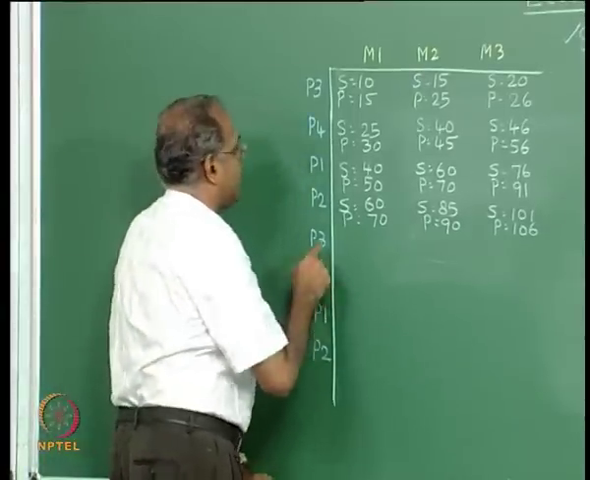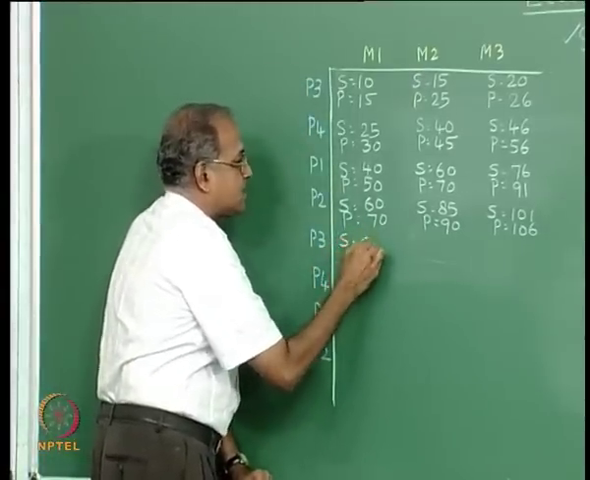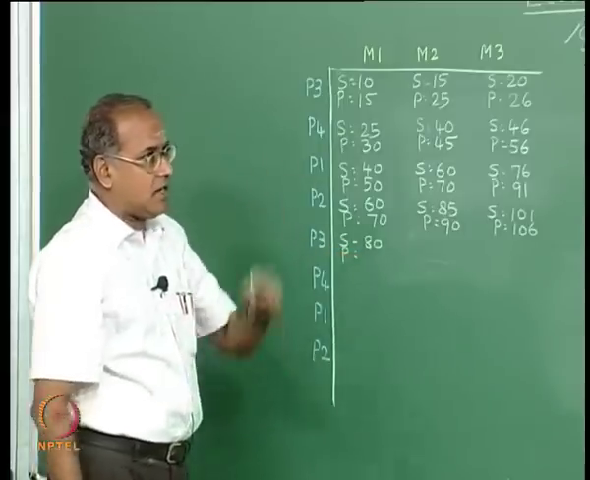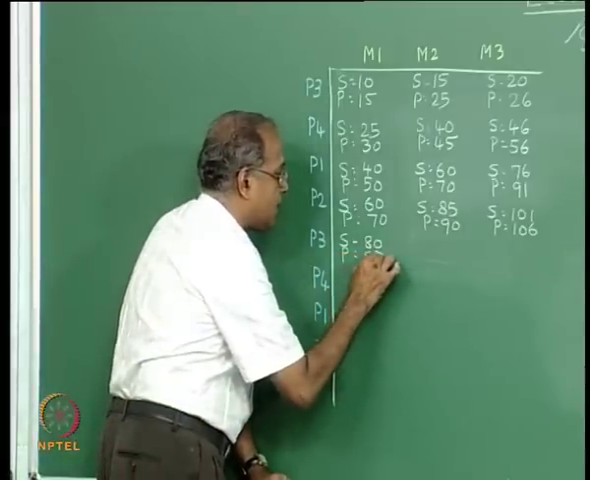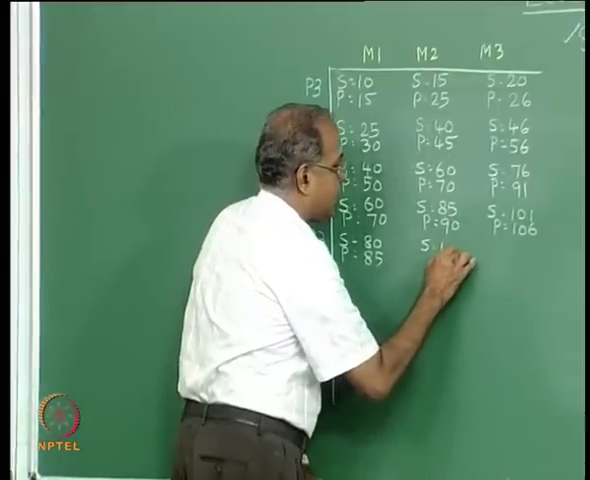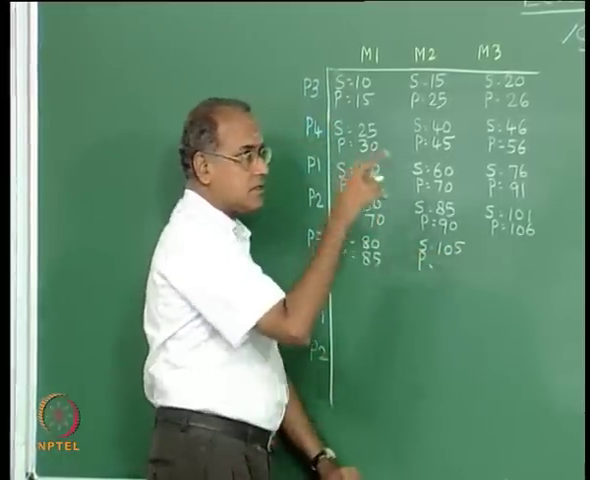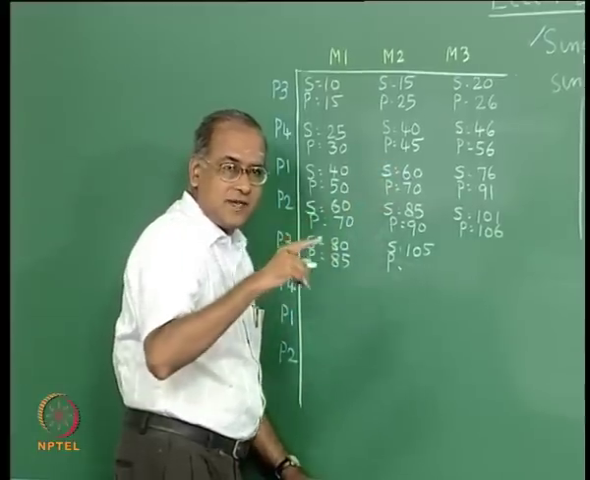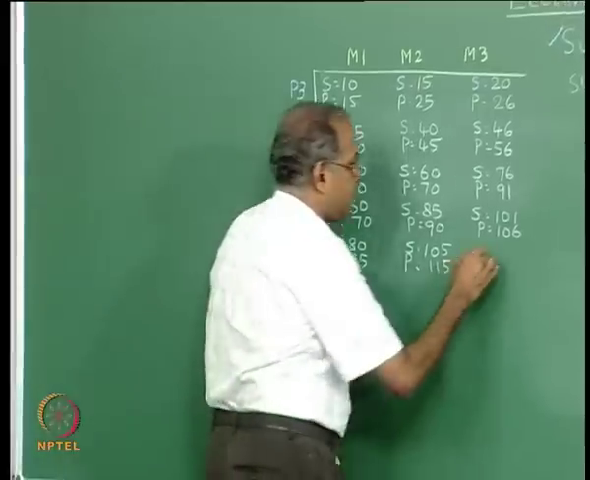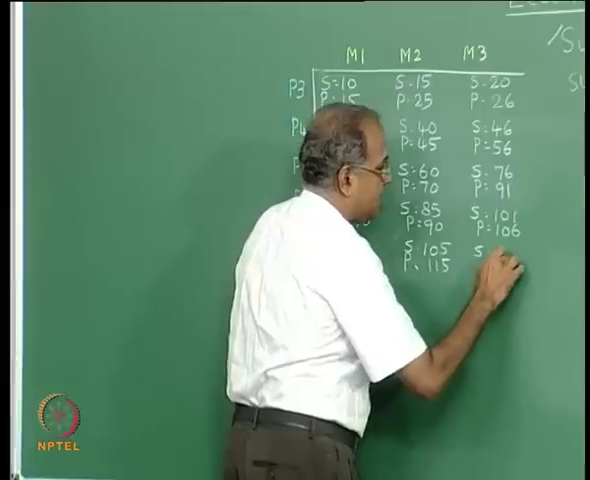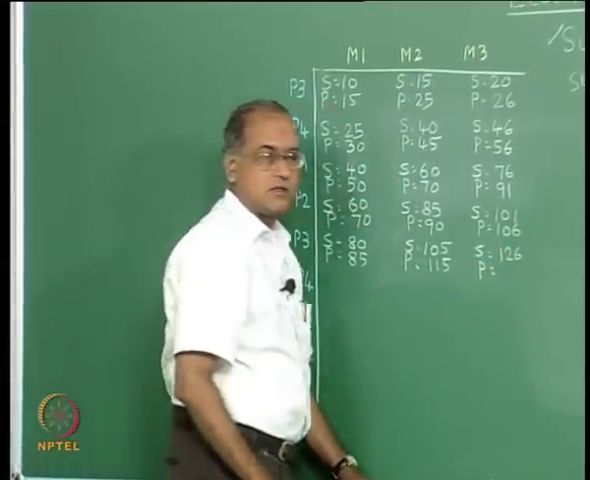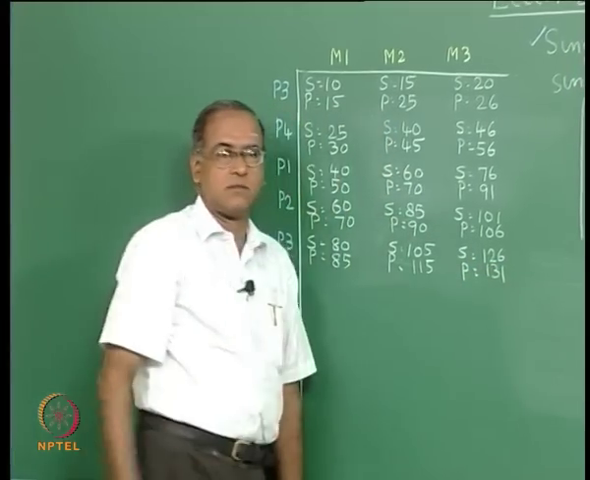So second cycle of 5, P3 again, setup will be 70 plus 10, 80. Processing time for P3 on M1 is 1, so this will be over at 85. So once again setup here is 105, unit processing time is 2, so plus another 10, so 115. Here setup will be over at 106 plus 20, which is 126, unit processing time is 1, so this will be over at 131.